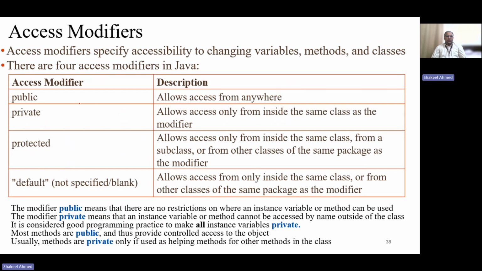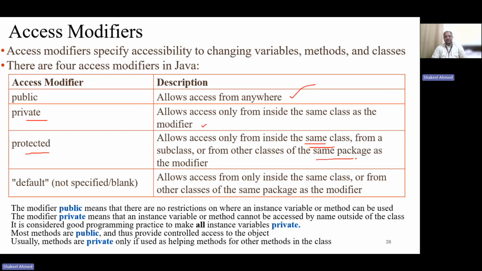So what is the access modifier now? This is an important topic for the Java programming language, because sometimes you have to protect the methods and the classes from being accessed from outside. An access modifier specifies how accessible variables and methods are. There are four access modifiers in Java. Public, you already know, allows access from everyone, everywhere. Private allows access only from inside the same class. And protected allows access from inside the same class, from a subclass, or from other classes of the same package.